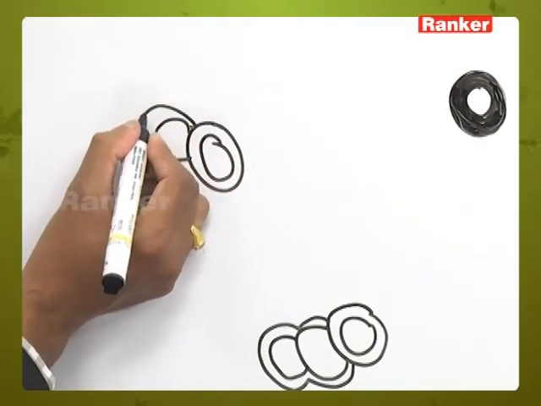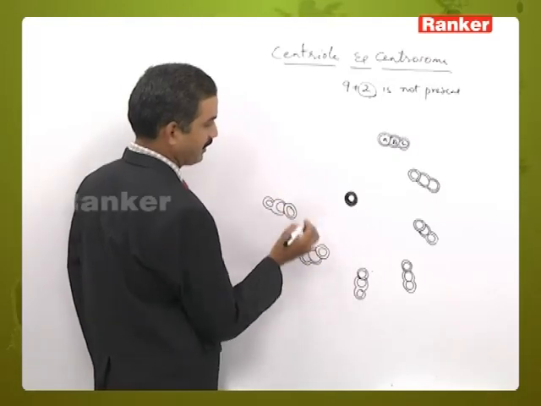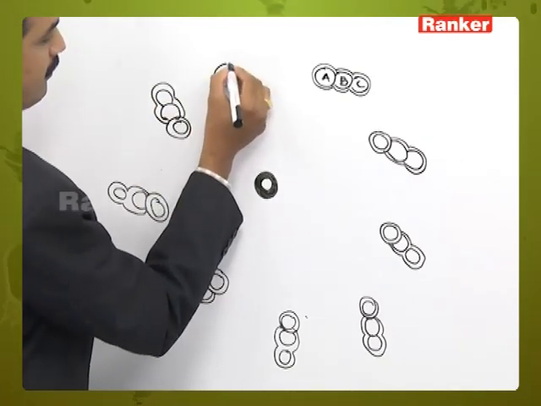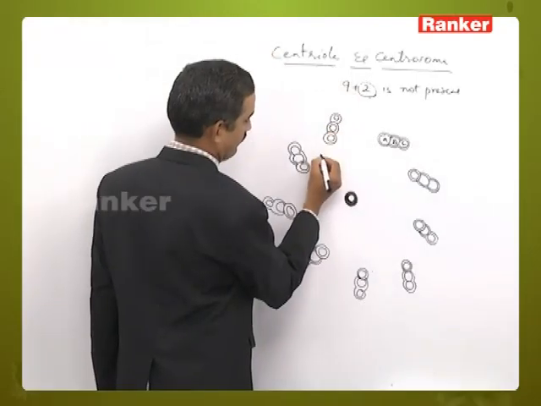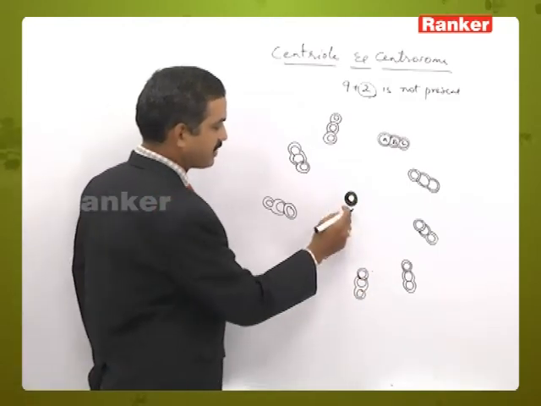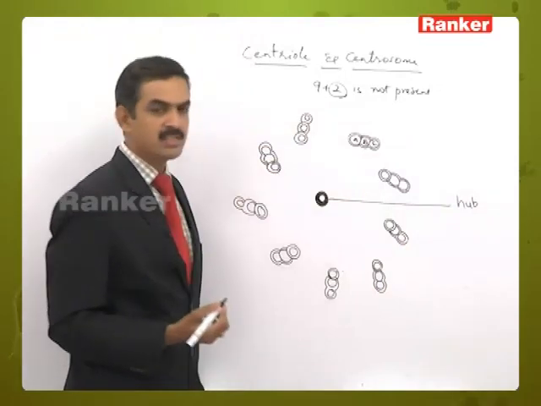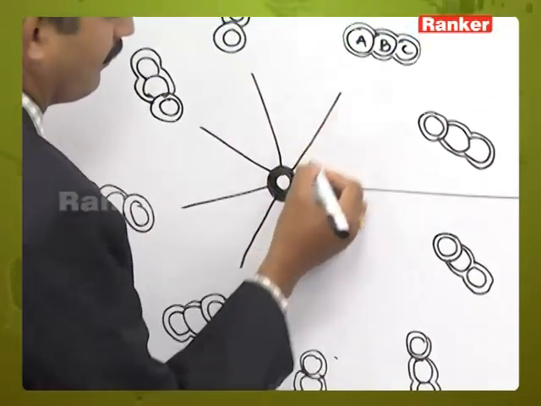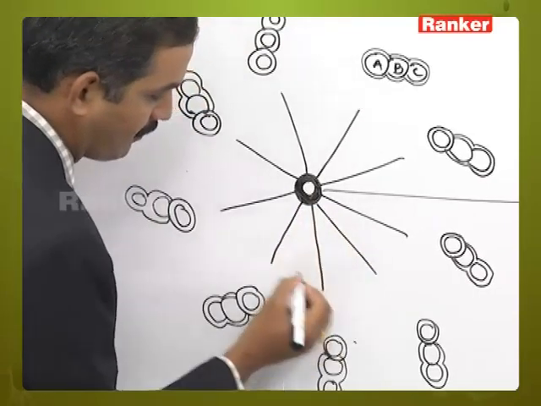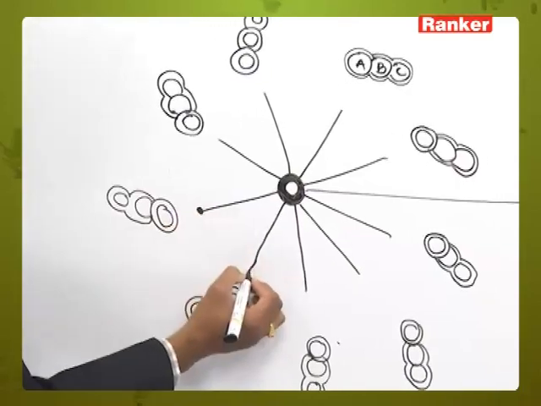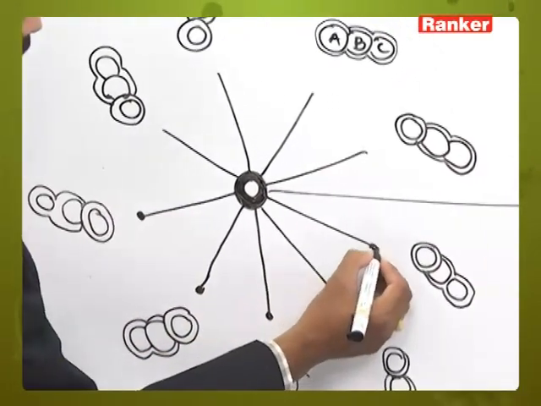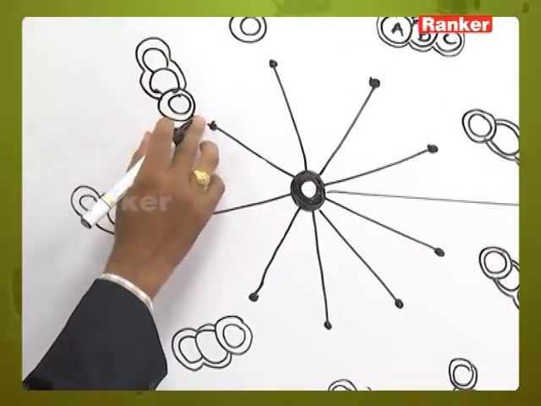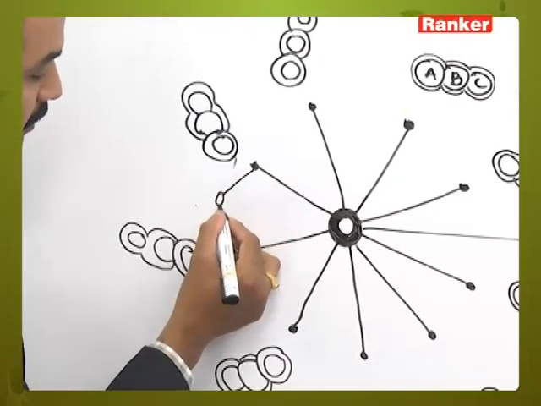So here we can see 9 peripheral fibrils, but each of them is a triplet, because they have A, B and C microtubular structures. From the hub region, the central hub is present. From the central hub, 9 radial spokes arise. And at the end they have a thickening-like structure. These thickenings are called X, which are connected to one more thickening called the Y thickenings.